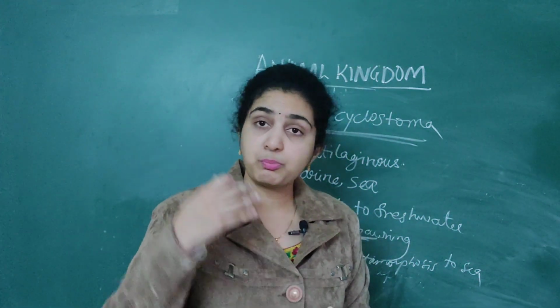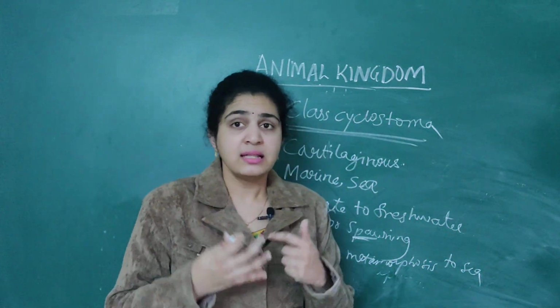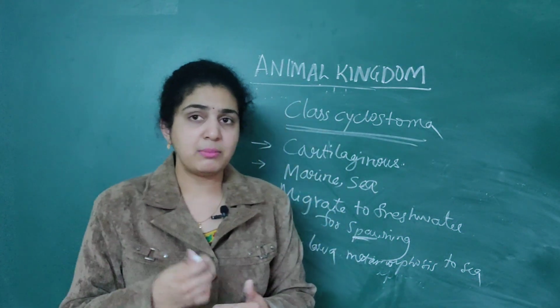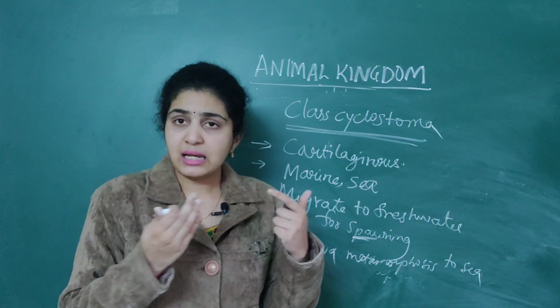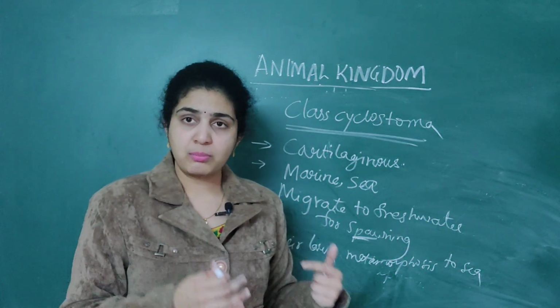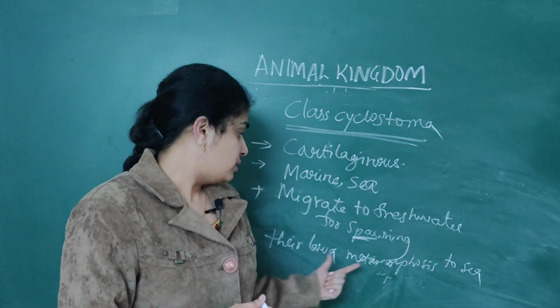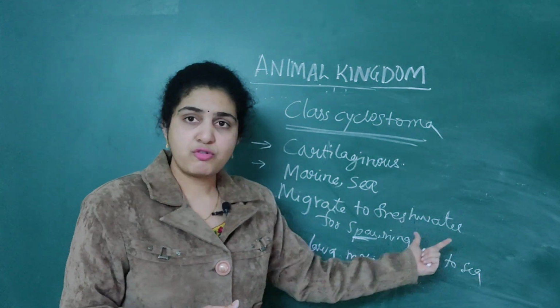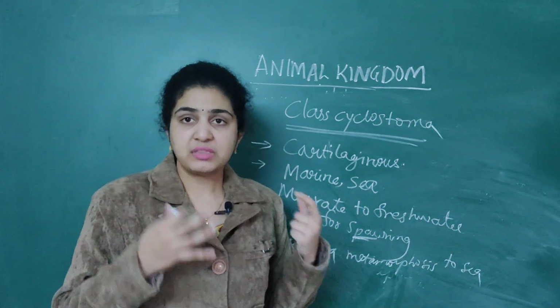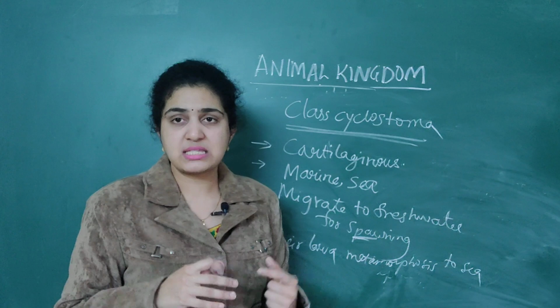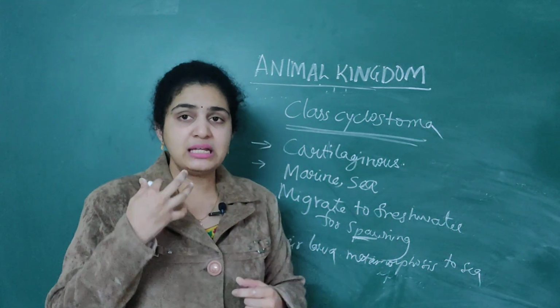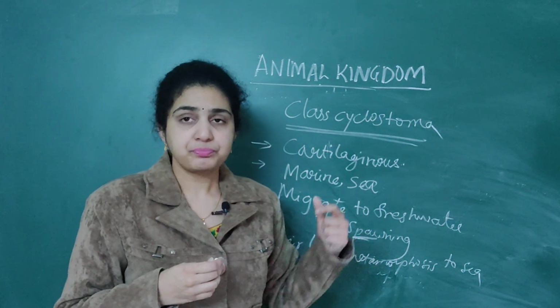Their larvae which are produced in the fresh water can't stay for more time in fresh water. So again they will come back to the normal stage. So their larva metamorphoses back to the sea. Their larva will come back to the sea. I am explaining you in clear sentences.